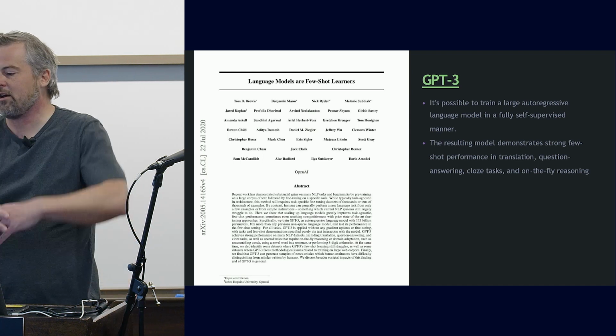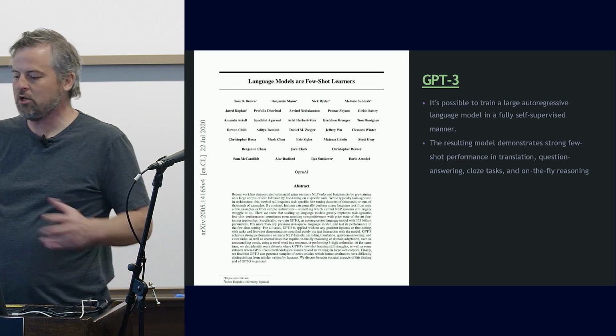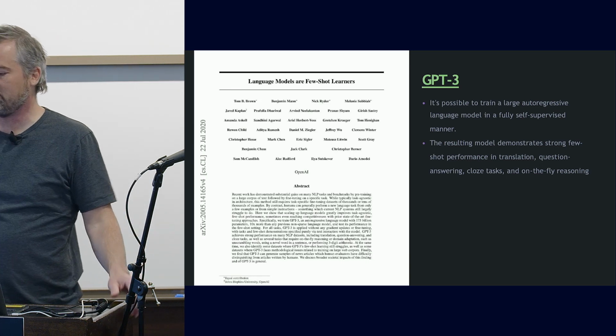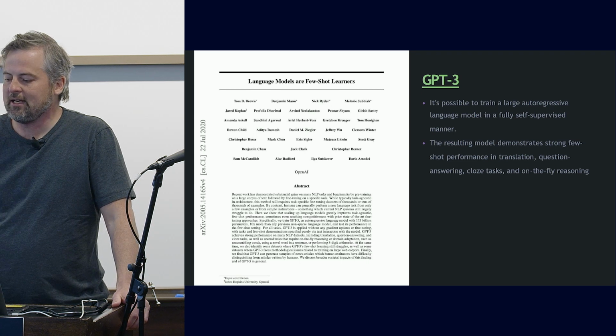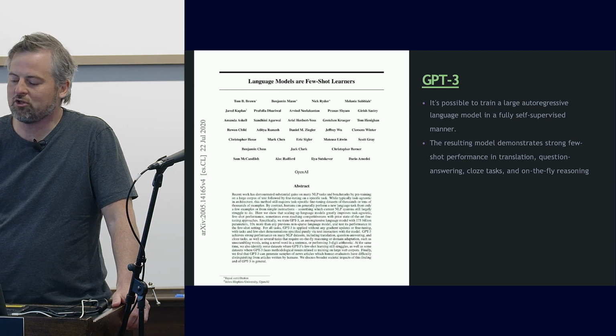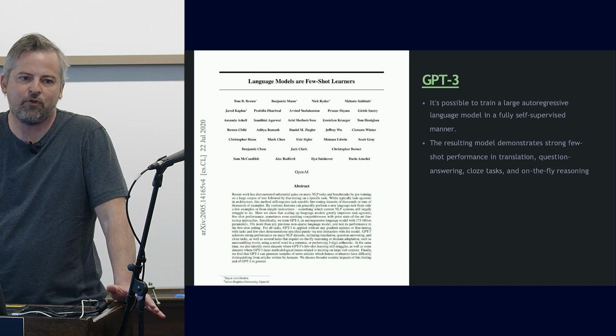And so you can basically train a very large model on a very large amount of text. So that's one observation. Hey, you can train these extremely large models. This is a 175 billion parameter model. The second thing that it did is it said the resulting model demonstrates few-shot performance in translation, question answering, and a bunch of tasks. Okay, few-shot performance.